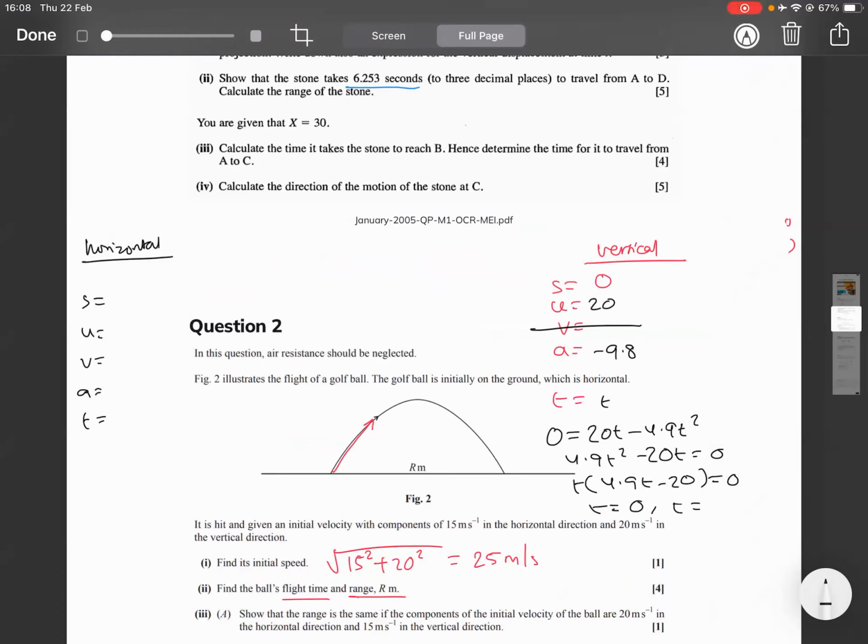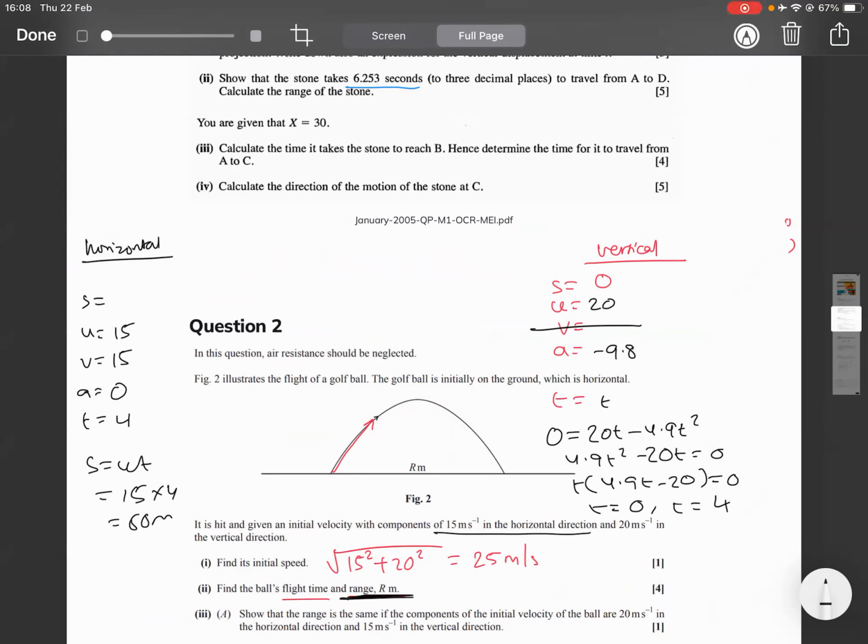So 20 over 4.9, so that's 4. And then this one, 15 in the horizontal. 15 again for U. Acceleration is 0. And T is 4, which is what we got before. So S equals UT, which is 15 times 4, which is 60. So the range is when the journey is complete, the horizontal distance.